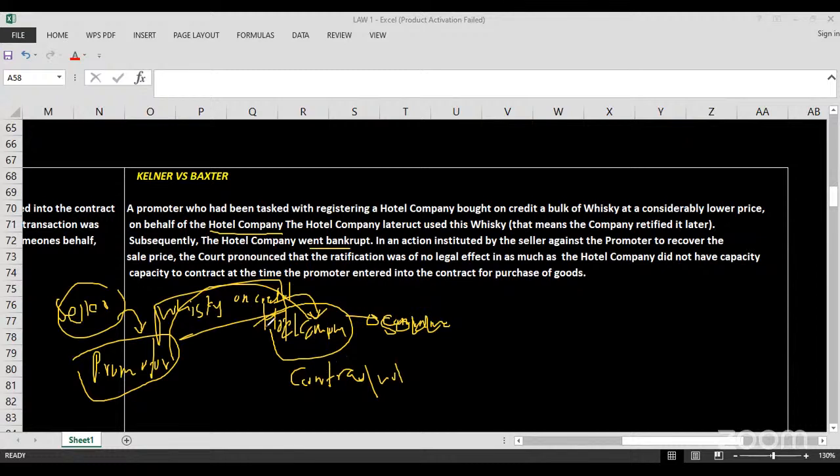The court is telling that, since this company does not have a contractual capacity when they're entering into the agreement, what has happened? The court is still okay, but the promoter is not liable. I mean, the company is ratifying it. But the court is telling that no, this ratification is not valid, since the company is not having a contractual capacity, which means an agency cannot be created. That's about this.